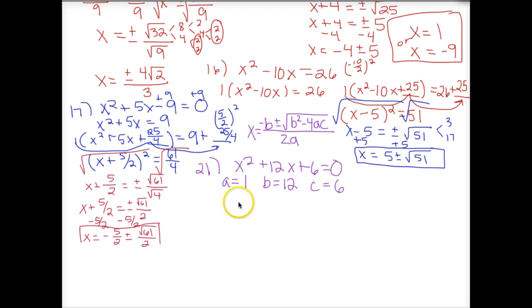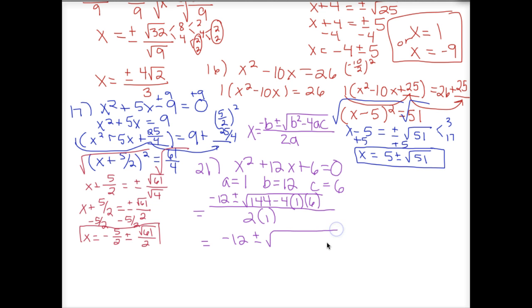So now use the formula, the opposite of B. Negative 12 plus or minus the square root of B squared, 12 squared is 144, minus 4 times A, which is 1, times C, which is 6, the whole thing divided by 2 times A. Again, the more work you can show, the more possibility there is for partial credit.